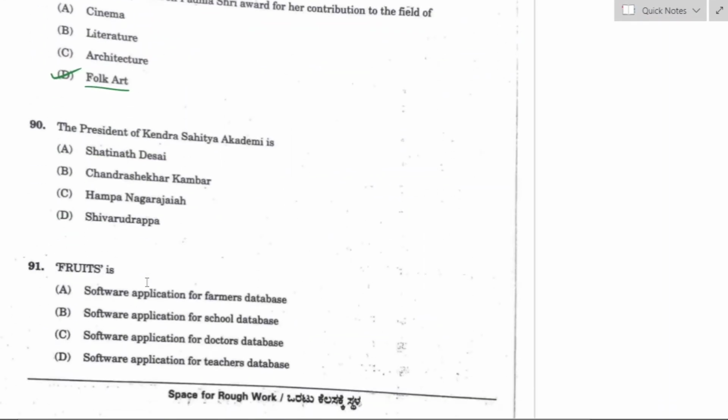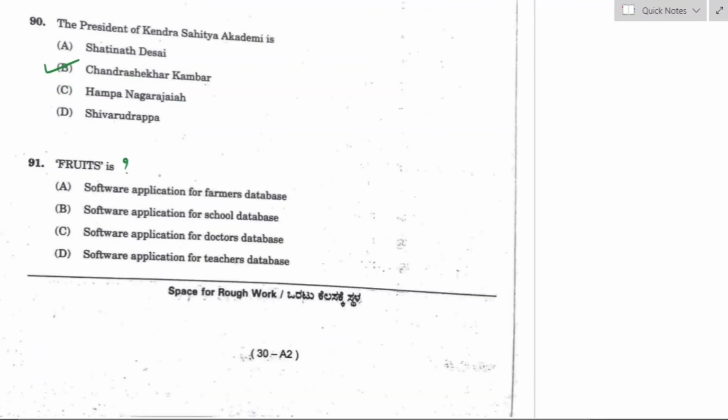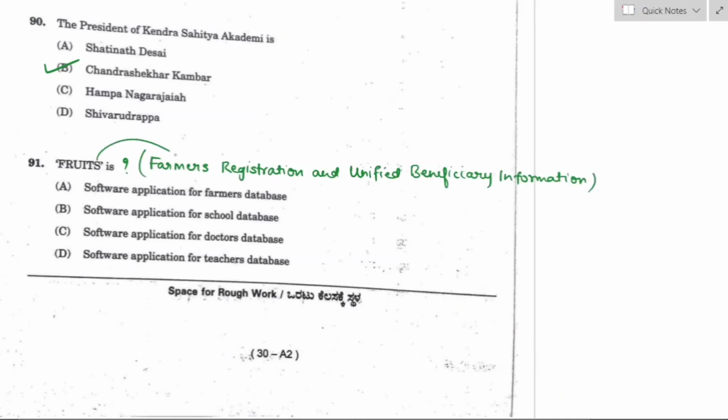Question number 90, the president of Kendriya Sahitya Academy is Chandrasekhar Kambar. Option B is the right answer. Question number 91. Fruits is a software application for farmer database. So Fruits is an expansion of farmer registration and unified beneficiary information which is launched by Karnataka government.